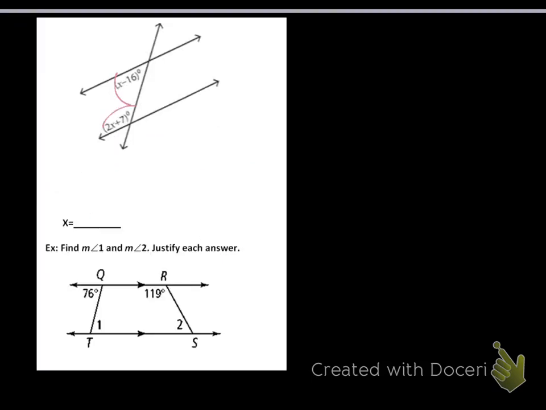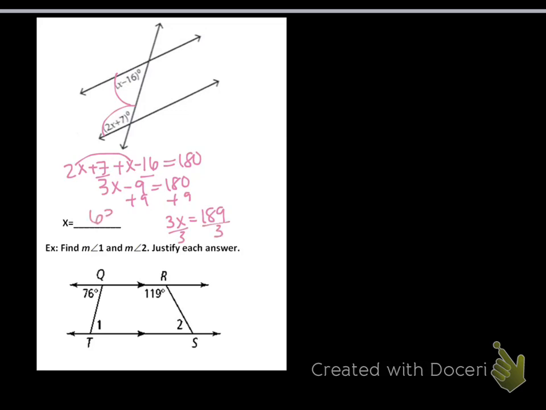Okay, they sit on the same side of the transversal on the inside, so same side interior. So this is the only one that's supplementary. So we add them and set it equal to 180. So I've got 3x minus 9 equals 180. I combined 7 and negative 16 to get negative 9, and 2x plus x to get me that 3x. Then I added that 9 over to get 189. So 189, and we're going to divide by 3. So my x will be 63.